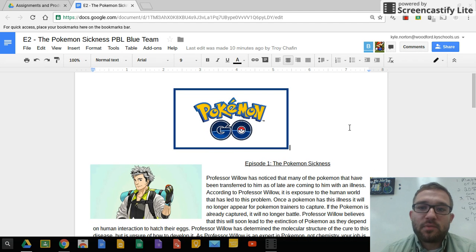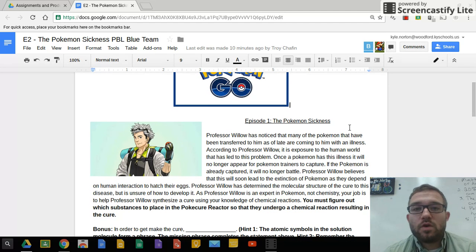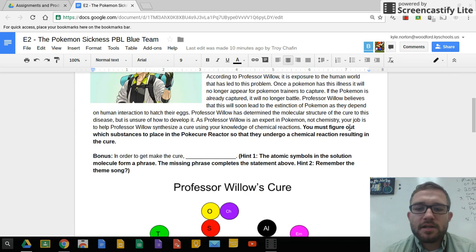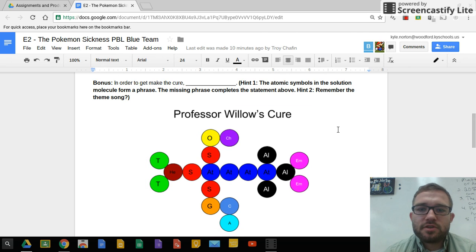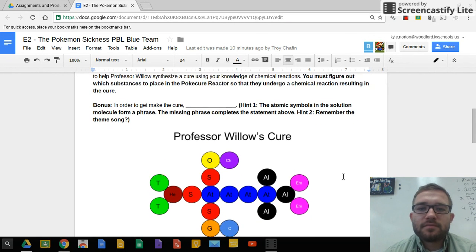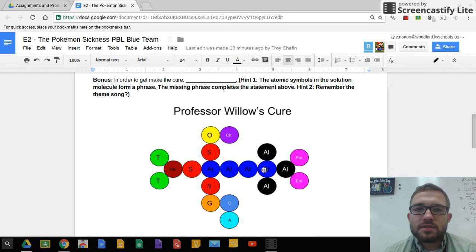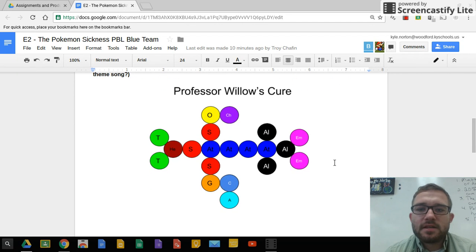So we figured out that the problem was that Professor Willow knows how to make this molecule right here. This is the cure. But what he doesn't know is the chemistry behind how you can get different molecules to react to form a product. And so the Pokemon are sick. He knows the cure. And our goal is to figure out which of the reactants will work together or go through a reaction to form this product.